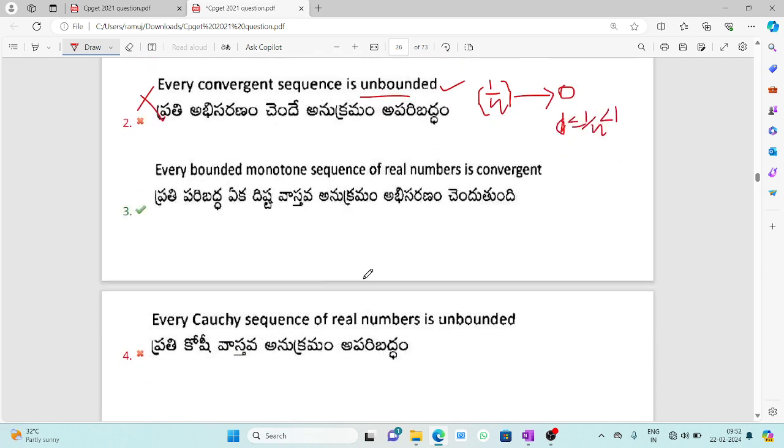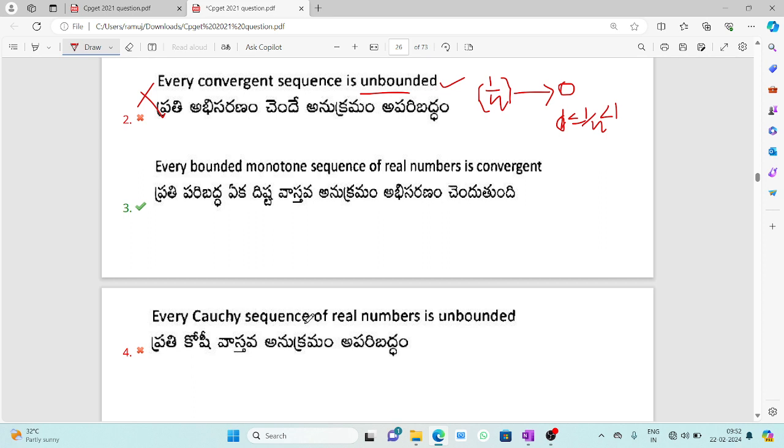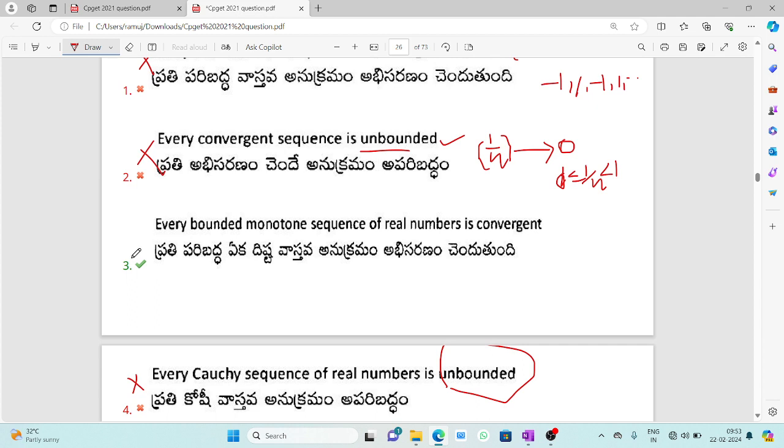The fourth option is: every Cauchy sequence of real numbers is unbounded. We know that on the real line, every Cauchy sequence is a convergent sequence and every convergent sequence is a Cauchy sequence. A convergent sequence is bounded. We know that. So he is saying unbounded, so this case is also not possible. So the remaining option is only 3, so 3 is the correct option for this question.